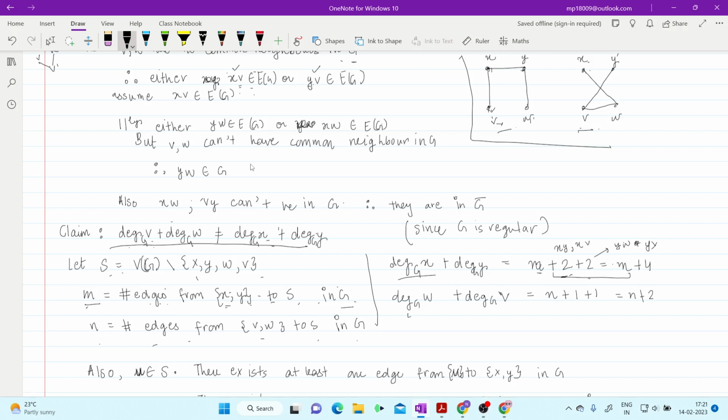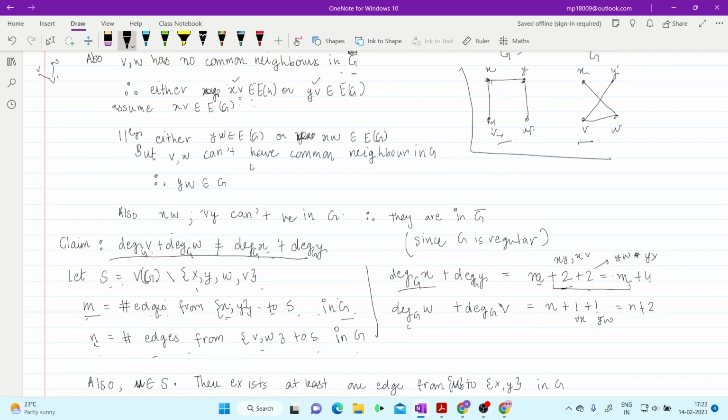And similarly, if we do the similar calculation for G bar, we see that the degree of this is N, plus we'll have 1 because VX is also connected, so this one is contributed by edge VX, and this one is contributed by edge YW. So we see that the degree of X and Y in G is M plus 4, and the degree of W and V in G is N plus 2. So is it clear up till now, this problem?